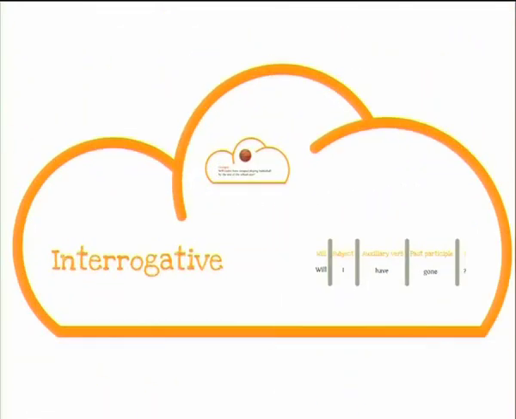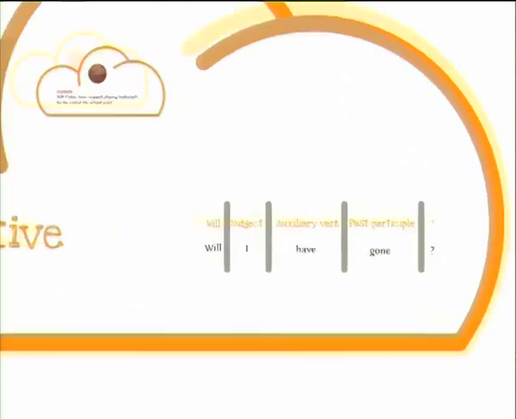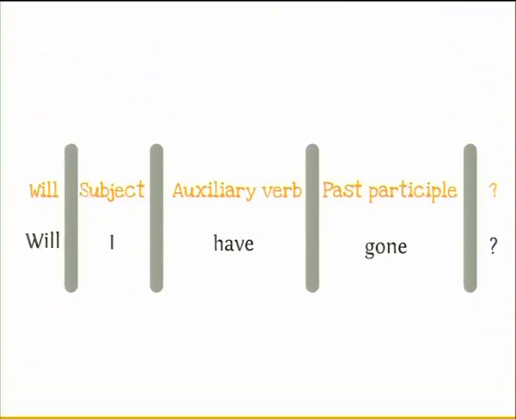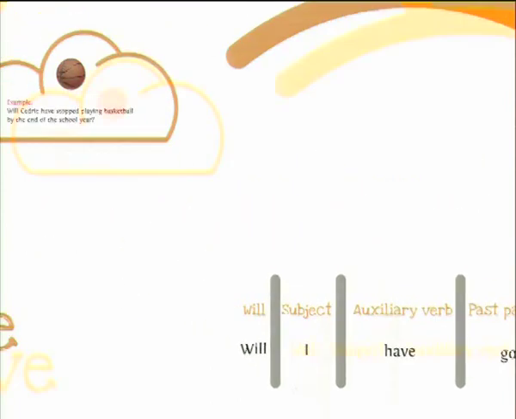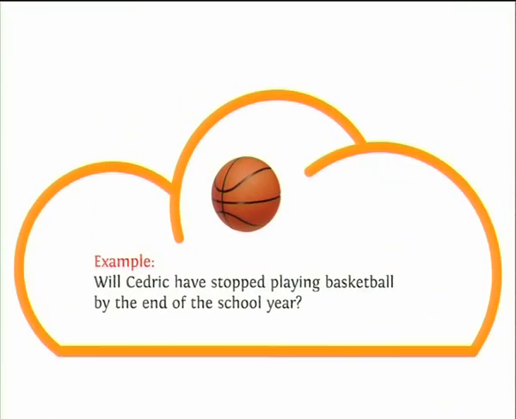In the interrogative, we build it using will, then the subject, the auxiliary verb have, and finally past participle. For example, will Cedric have stopped playing basketball by the end of the school year?